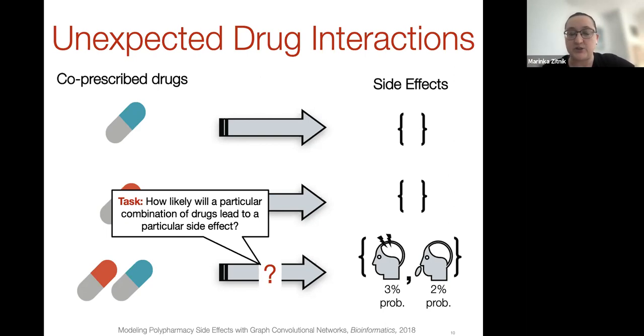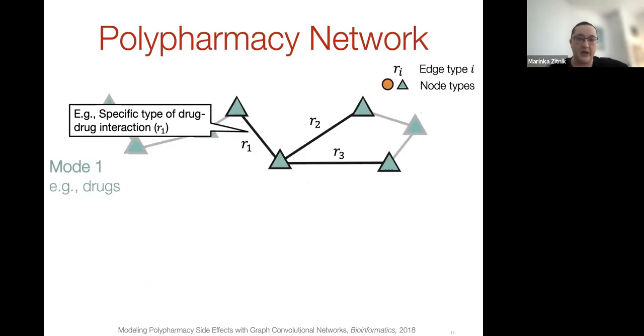Our learning task is, we want to have a model that will take as input a particular combination of drugs, and it will produce as output the probability that that combination of drugs leads to a particular side effect, such as headache or insomnia, or a certain type of tumors. And those side effects cannot be attributed to either drug alone in the combination, but are really due to emergent interactions between drugs. So to model this problem, we constructed a large polypharmacy knowledge graph.